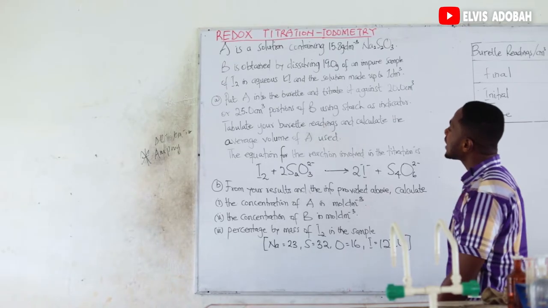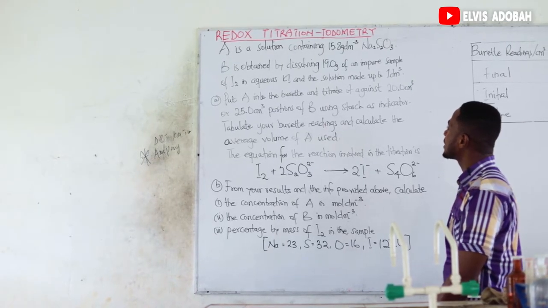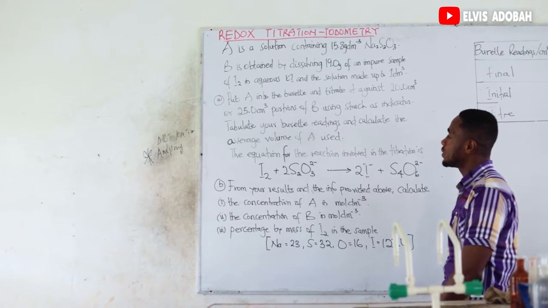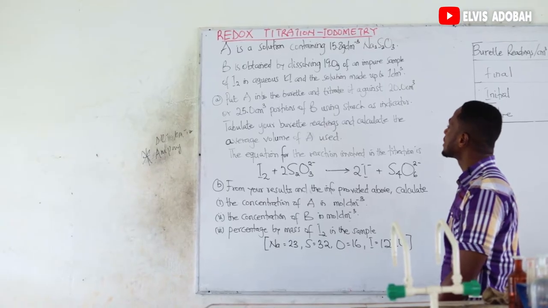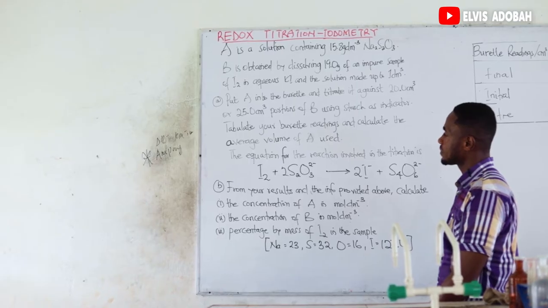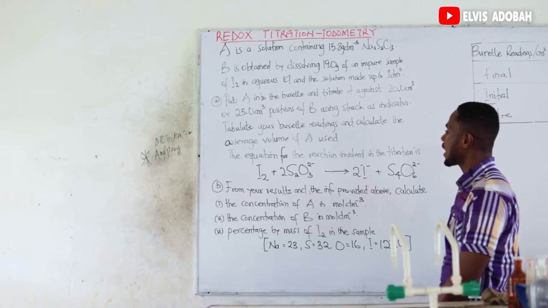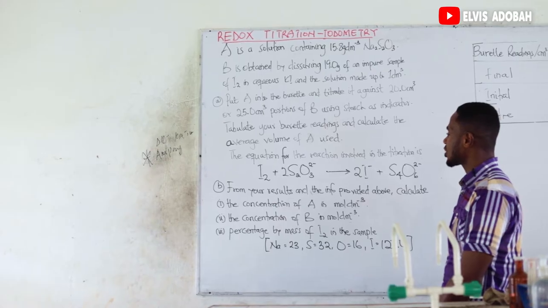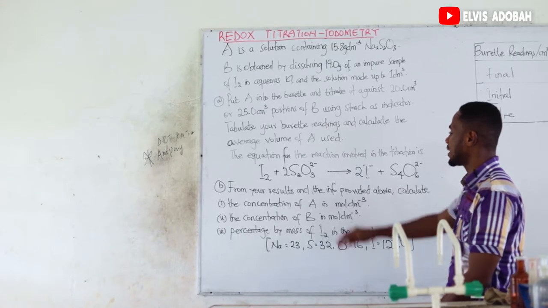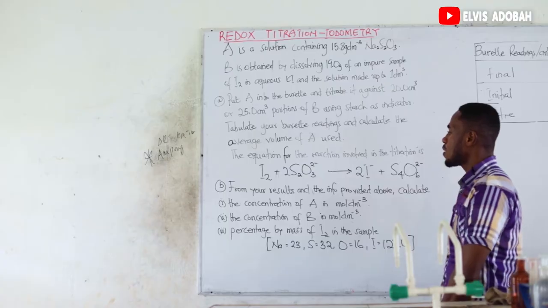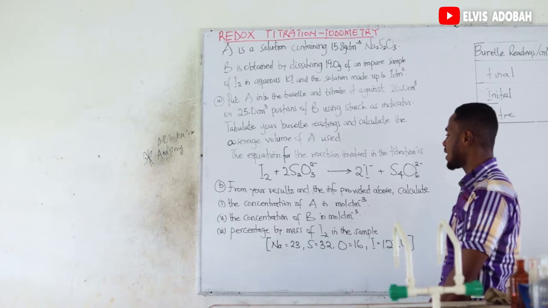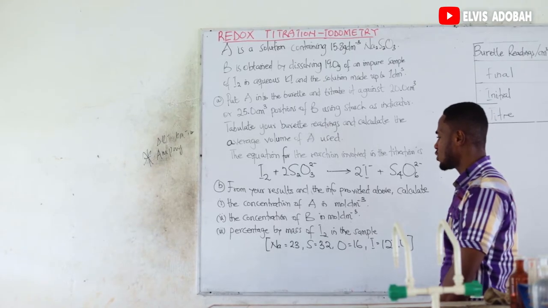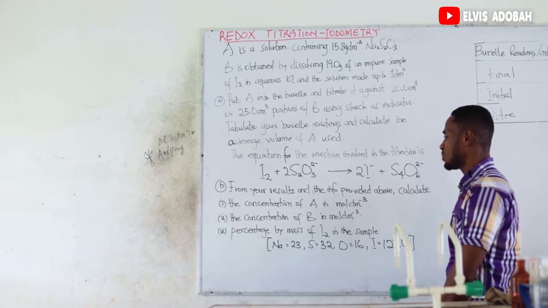Put A into the burette and titrate it against 20.0 centimeters cube or 25.0 centimeters cube portions of B using starch as indicator. Tabulate your burette readings and calculate the average volume of A used. The equation for the reaction involved in the titration is, that is our equation. From your results and the information provided above, calculate I, the concentration of A in mole per decimeter cube.